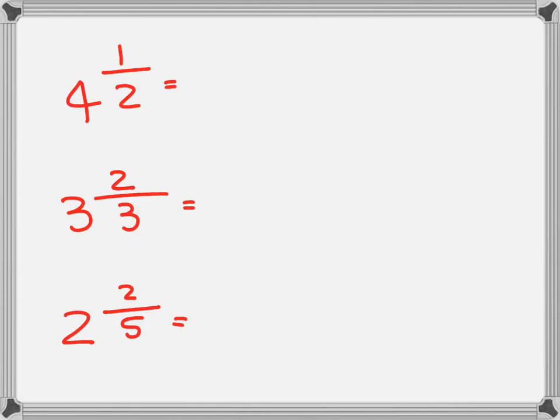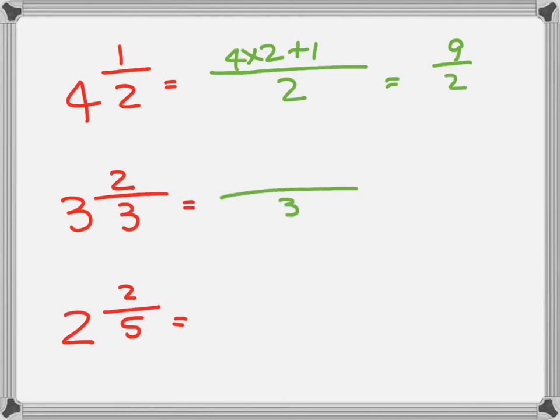Right, so you're back. Let's do the first one. It's over the denominator of 2, and it's going to be 4 times 2 plus 1. 4 times 2 is 8, plus 1 is 9 over 2. Next one, over the denominator of 3. 3 times 3 plus 2. 3 times 3 is 9, plus 2 is 11. 11 over 3. Next one, the denominator is 5.